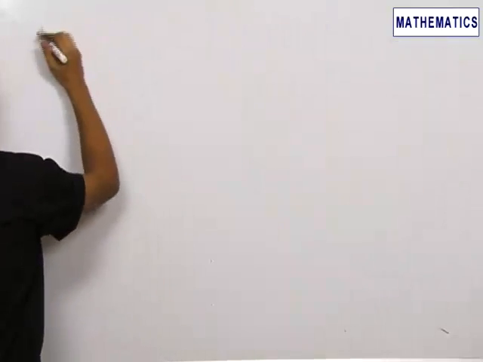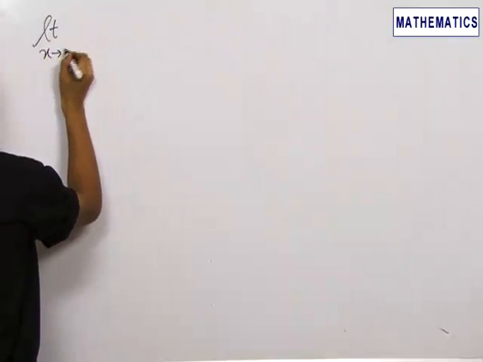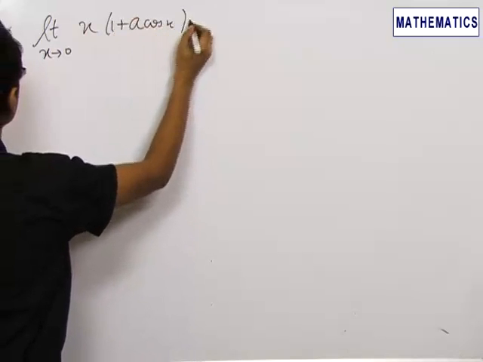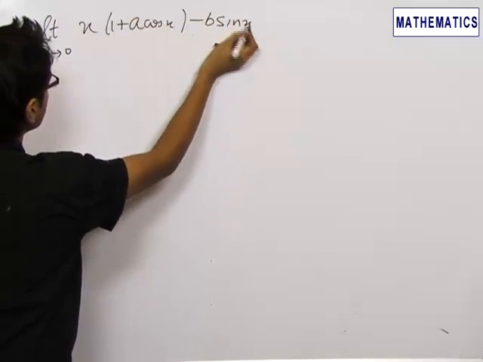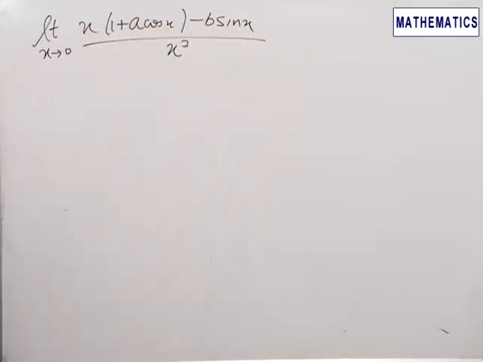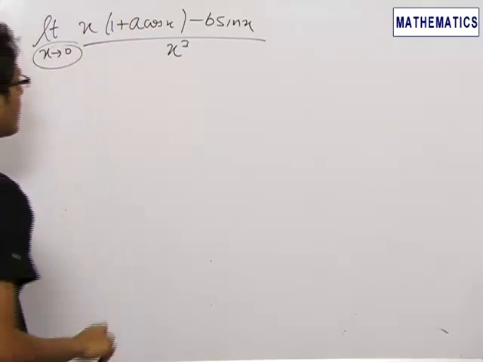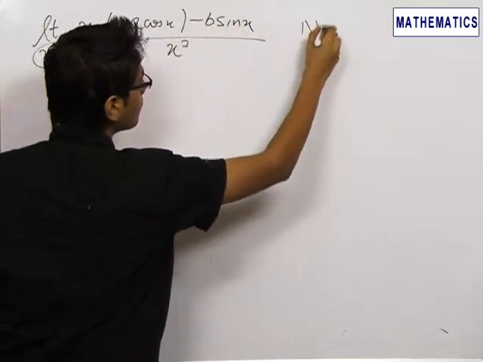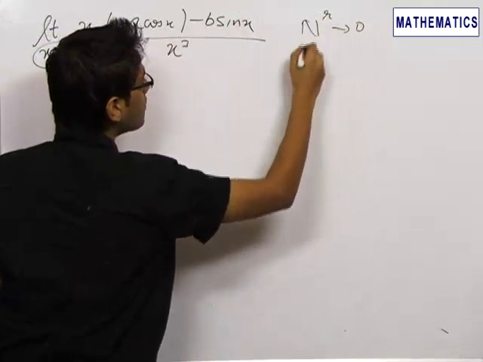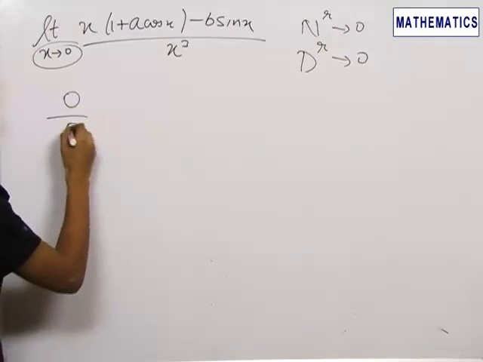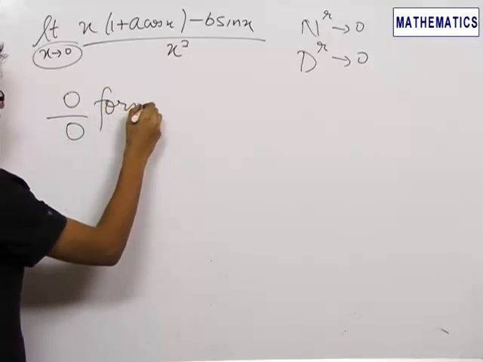So we rewrite the question again as limit x tending to 0, x into 1 plus a cos x minus b sin x by x cube. Now we can see that on making x tending to 0, the numerator is also going to 0, the denominator is also going to 0. So this is a 0 by 0 form of question.